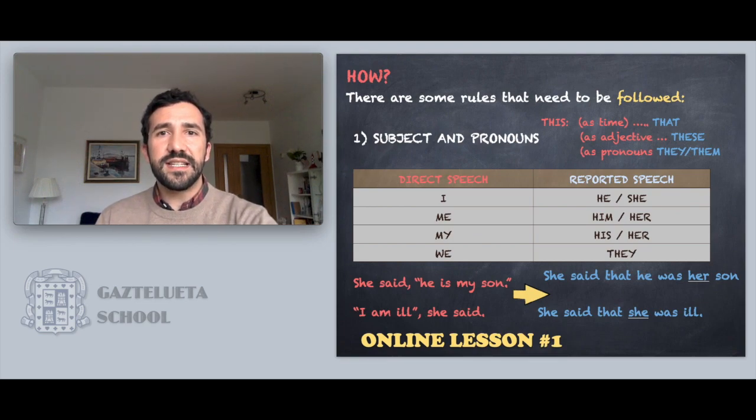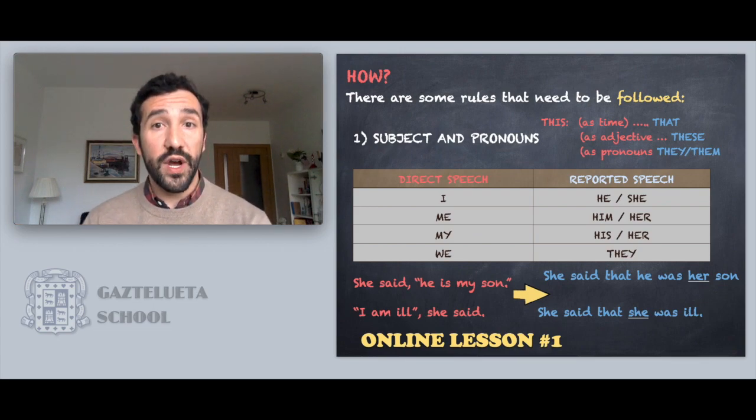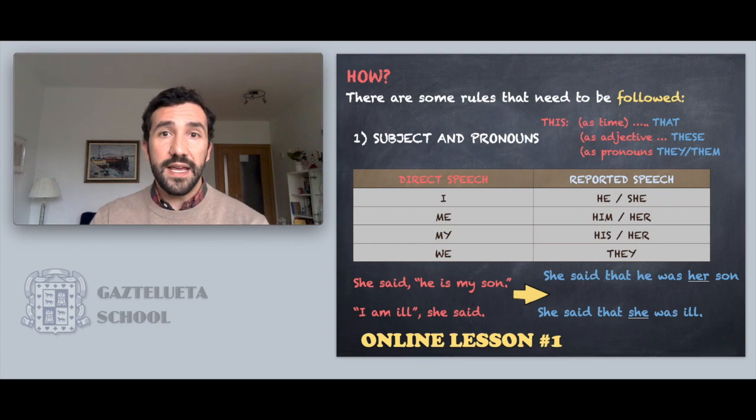Imagine that in Spanish I said, yo he perdido mi paraguas. But if someone is using the reported speech, he would be saying, él ha perdido su paraguas. So there is a change of pronoun in this sentence from I to he. Is that okay? She said, he is my son. In reported speech, she said that he was her son. Okay, her because it's a girl.